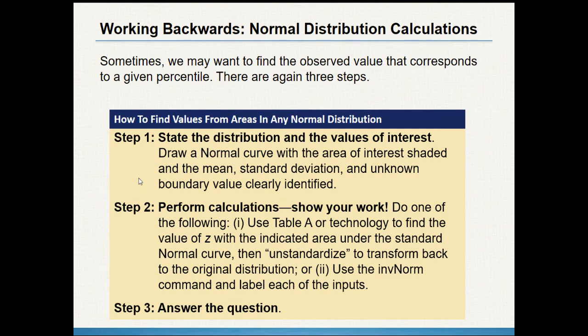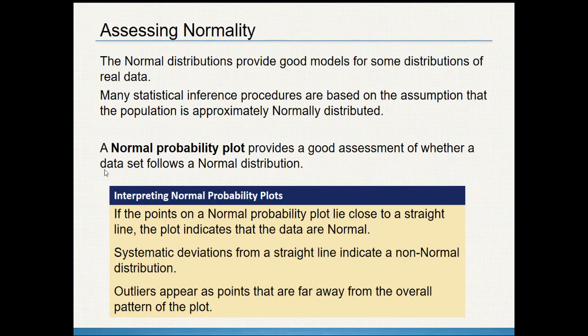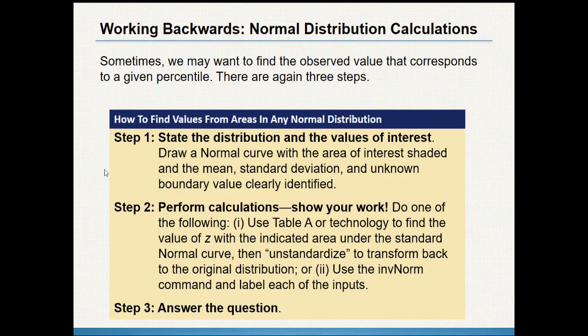You can do one of the following. You use a table, which you're probably not going to do. Or you can use the inverse norm command, which if you remember in the distribution menu, that was right below normal CDF. That was number 3. That's the inverse normal command to answer the question. That would allow us to find a value at a certain percentile.